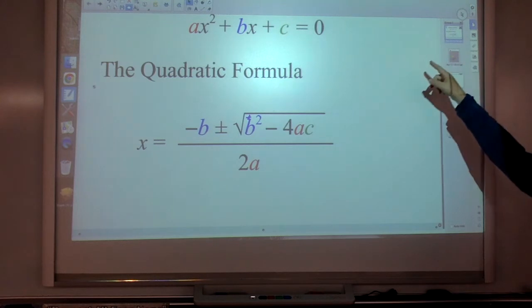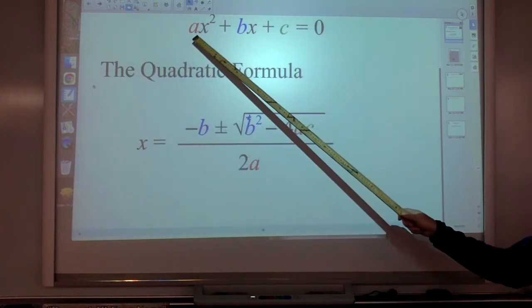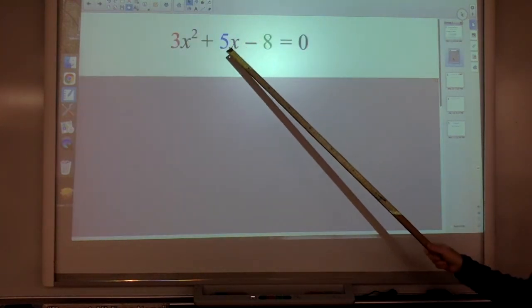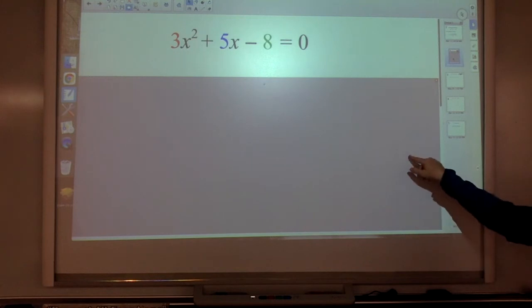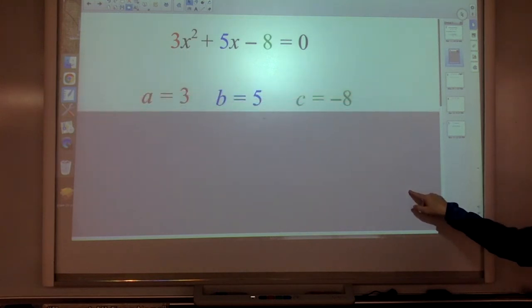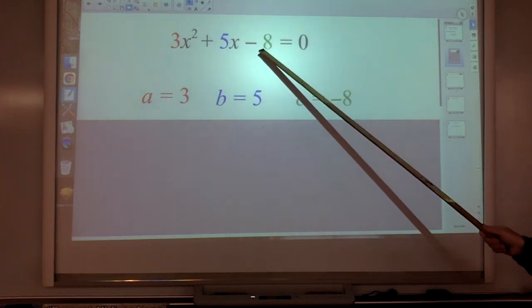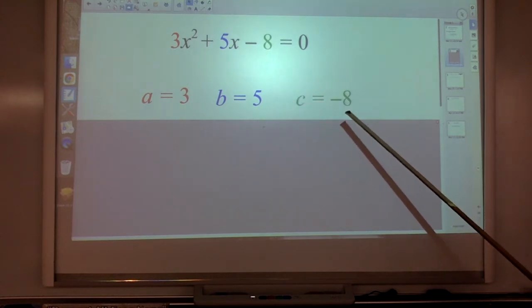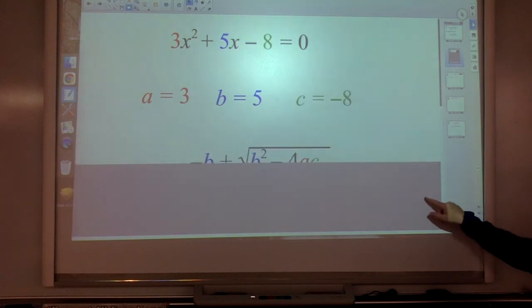Okay? And taking a look at the way that I wrote up here, a, b, and c, reminder that a is the coefficient in front of x squared, b is the coefficient in front of x, and c is that constant. So let's try the first example, 3x squared plus 5x minus 8 equals 0. You know that a equals 3, b equals 5, but be careful with the c. Make sure you put it as negative 8. C is negative 8. Careful of your signs.